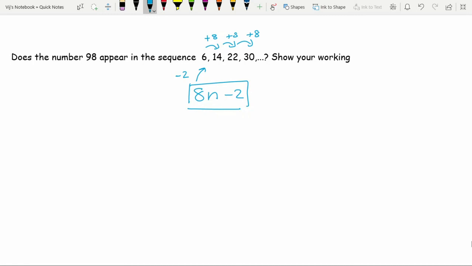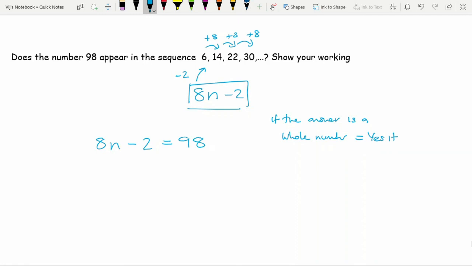Now I've not finished the question, because the question is asking me to see if 98 appears in this. So if I make the nth term equal to the number, what this will tell me is what pattern number n becomes. Now when you're doing this technique, if the answer is a whole number, then yes, it does. And the reason for that is because n is the pattern number. It's like the place of the value of the term. And you can't have decimal places.